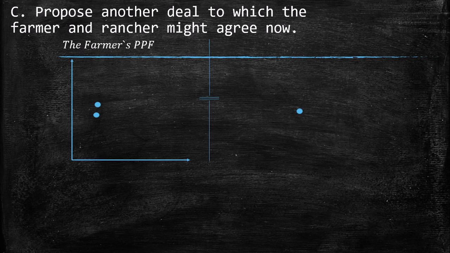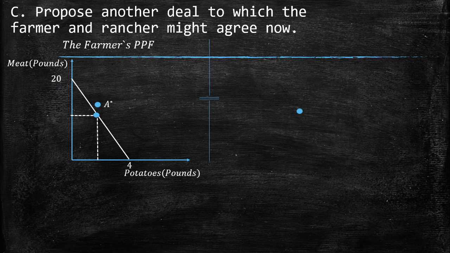So here we have the farmer's production possibility frontier, which is measured in pounds of meat and pounds of potatoes. If they devote all resources to the production of potatoes, they will have 4. And in the other case, if they devote all resources to meat, they're going to have 20. So here is the initial point, in the middle, 10 and 2. This is the initial point. And here is not A star, this is going to be the last one. Sorry, this is A. I don't know why it doesn't appear.